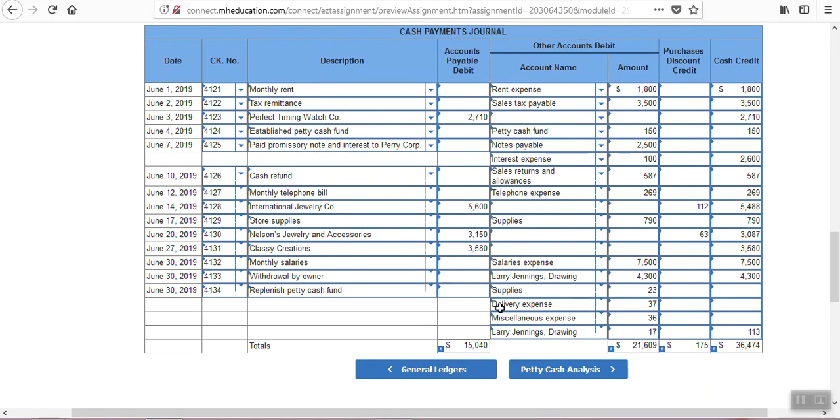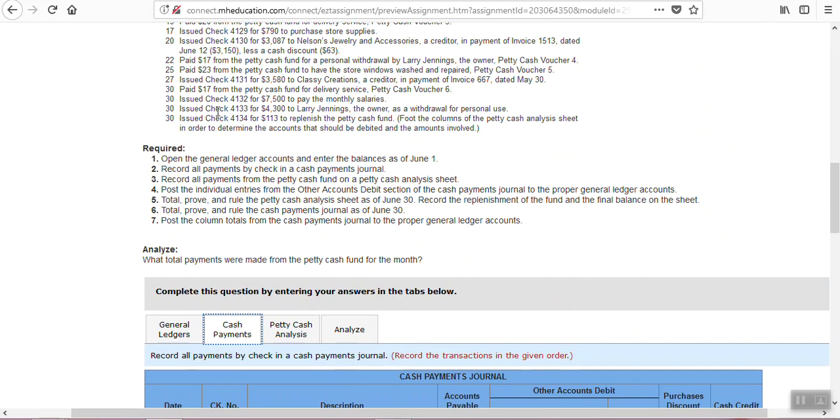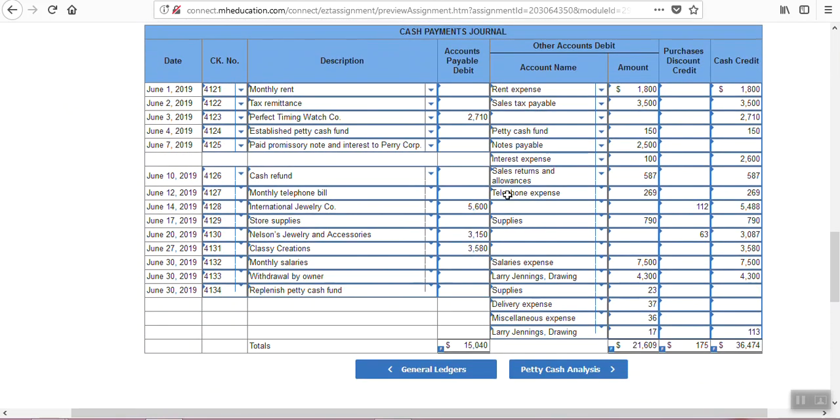Well, let's look at the instructions. On the 30th, it says issued a check to replenish the petty cash fund. So that's where we're putting that $113 back in to our petty cash. So to record that, you're going to replenish the petty cash fund. And this one takes up several lines also. And the amounts in these you're going to get from your petty cash sheet.